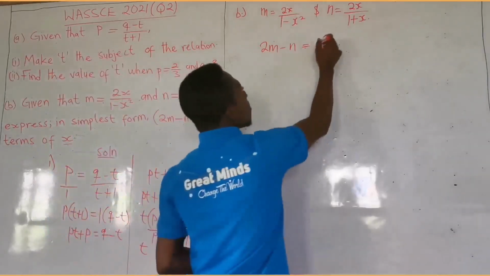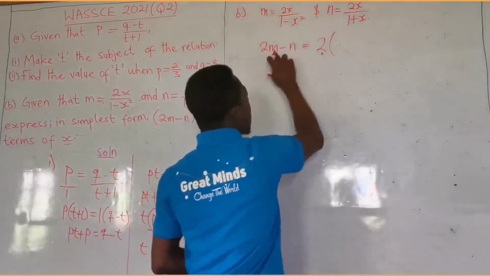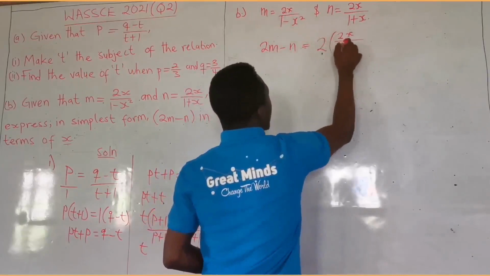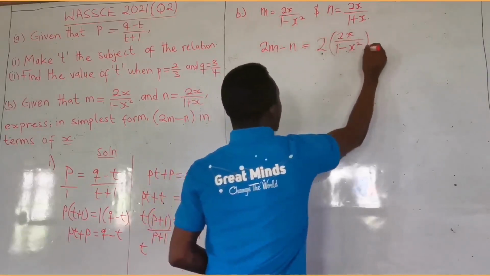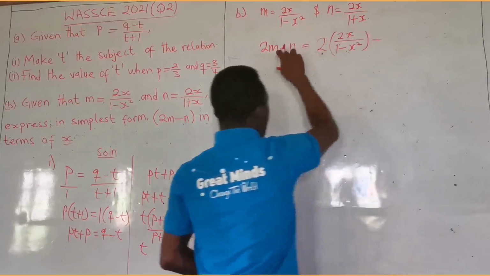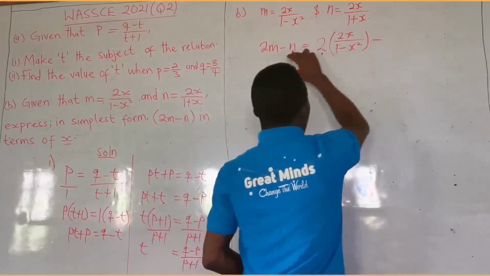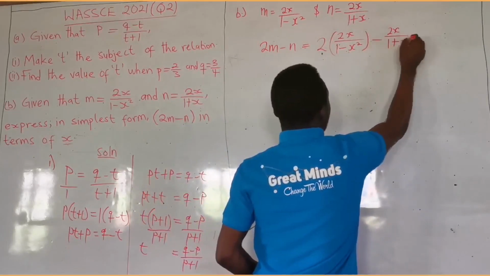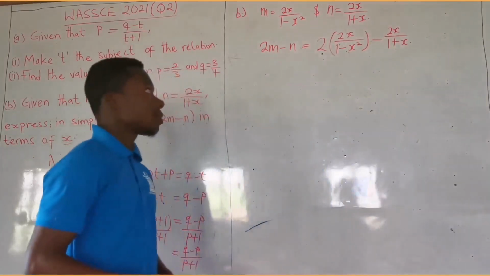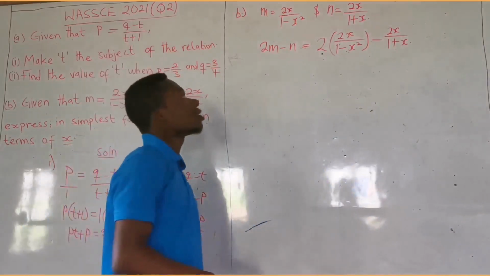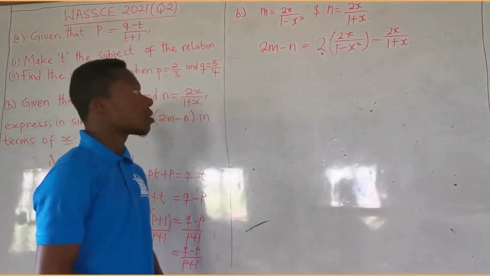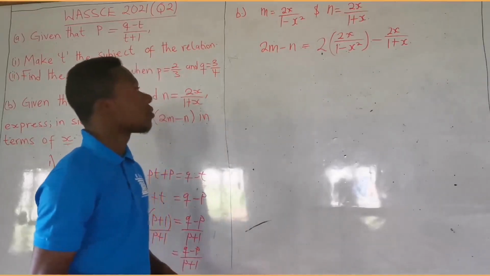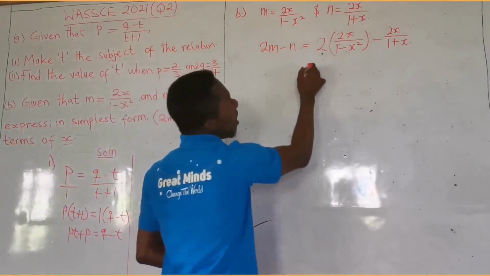So here it becomes 2 into brackets. I have m here, so m is what? 2x over 1 minus x squared. Minus, that was the general minus here. Then I have n, which is 2x all over 1 plus x. So that is going to be the expression. But once you get to this stage, you should be able to simplify to the lowest form. So let's see how you simplify this.